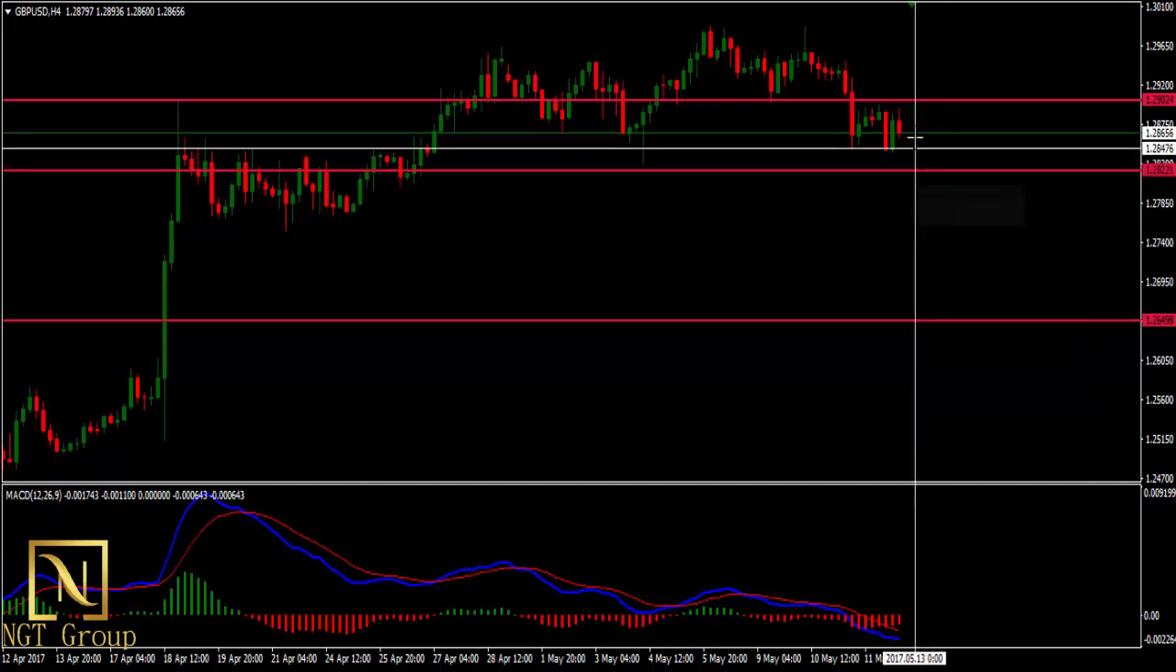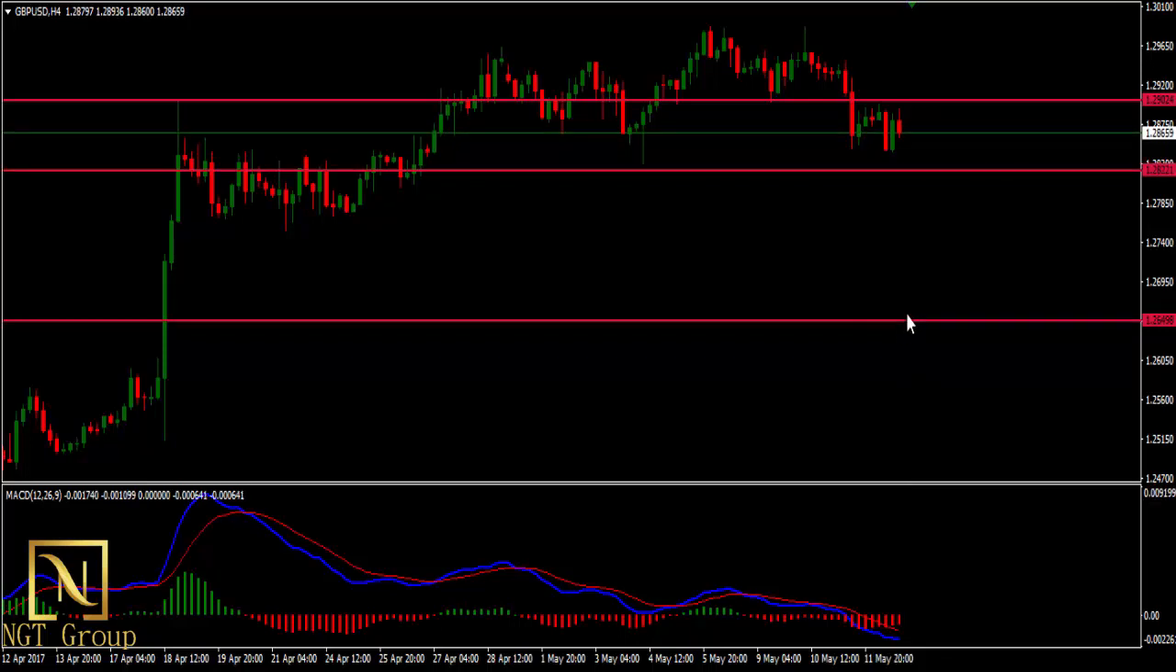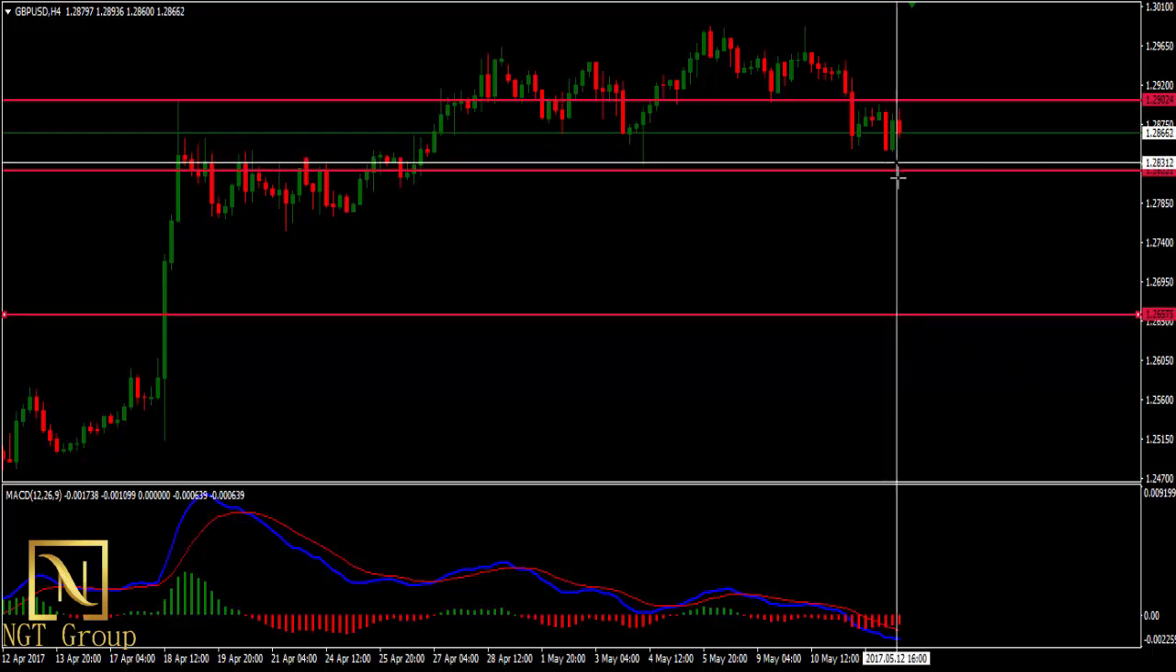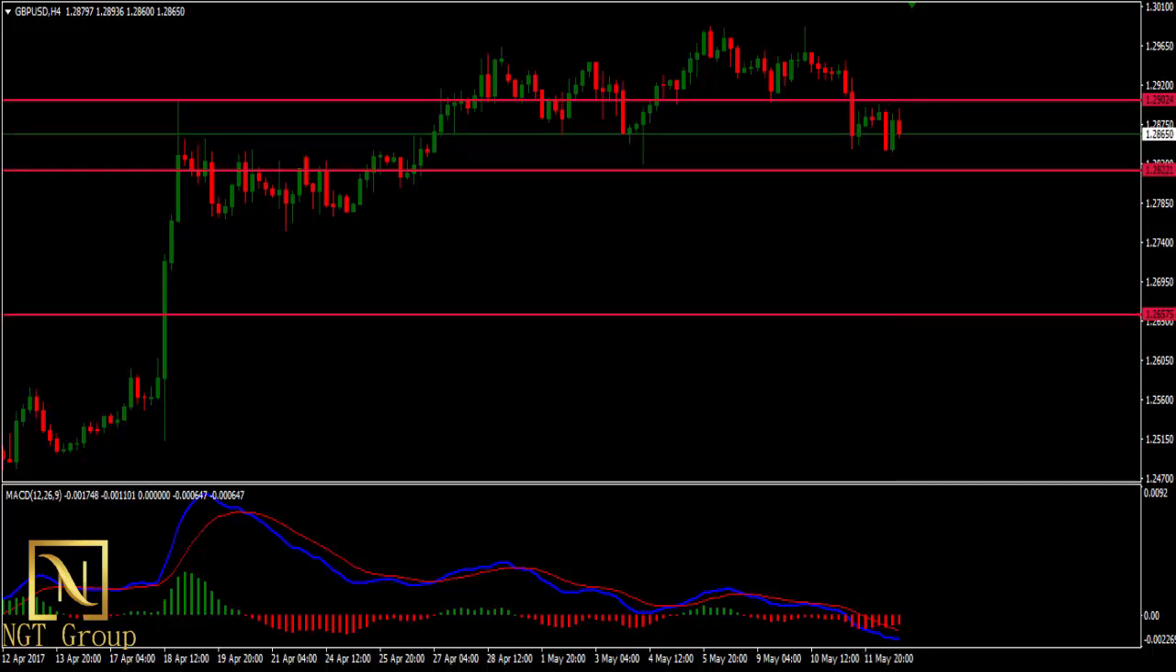Now, we have an 80 pip stop loss. Our take profit should be 160 pips. It's actually more than 160, but I expect the market to come around this level, so I'm going to set it the nearest to perfection. So I'm going to aim for 160. That's perfect right there. So I'm going to put in the order, and I'm going to let this trade progress.